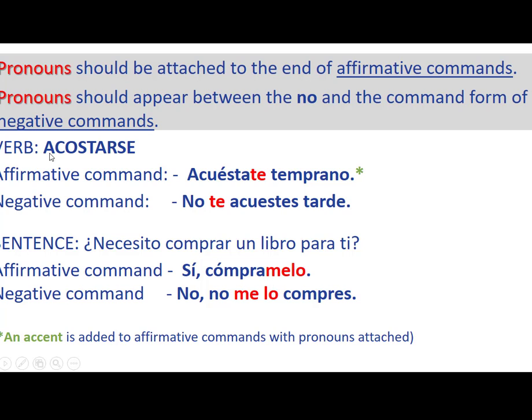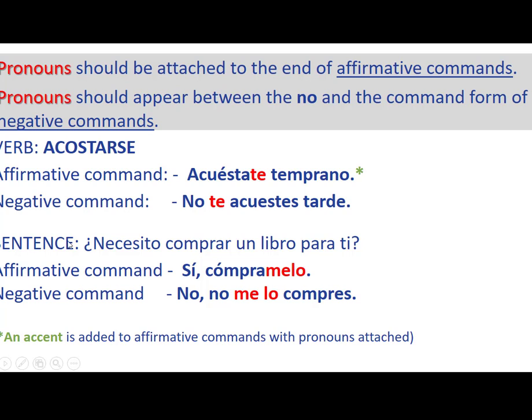Like I said before, if it's acostarse, ducharse, lavarse, remember that the se will become te in all of them, negative and affirmative. But now, if it's affirmative, you're going to attach it to the command form. If it's negative, you're going to put it in the middle, in between the no and the form.